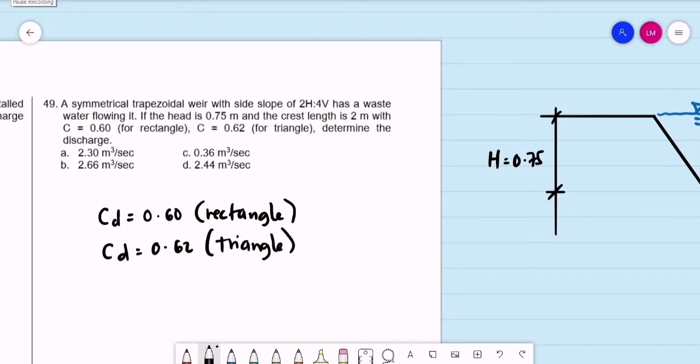A symmetrical trapezoidal weir with sides 2 horizontal to 4 vertical has wastewater flowing over it. If the head is 0.75 meters and the crest length is 2 meters, with C, that is coefficient of discharge for the rectangle 0.60 and C coefficient of discharge for the triangle 0.62, determine the discharge.